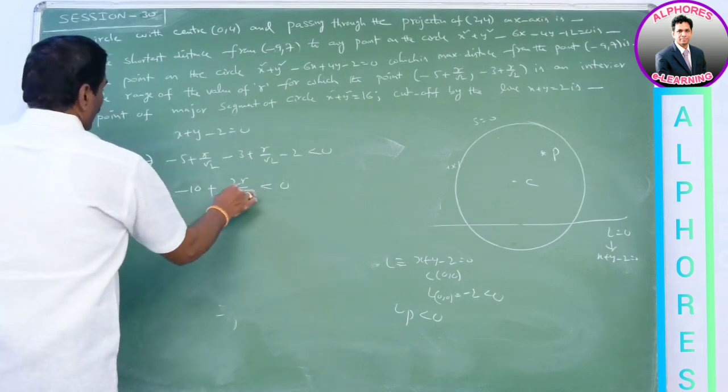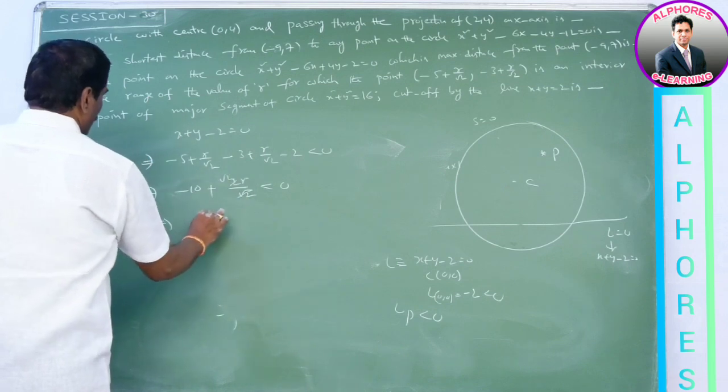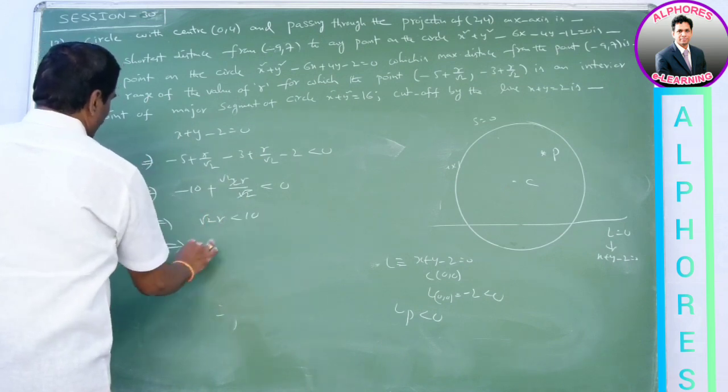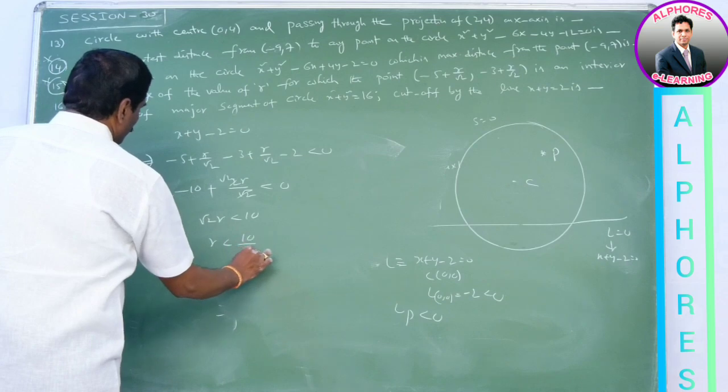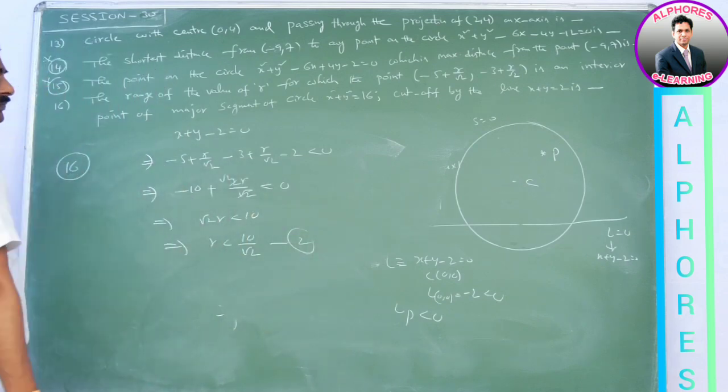Root 2 here cancels root 2 times. That means root 2 r is less than 10. R is less than 10 by root 2. It is equation number 2.